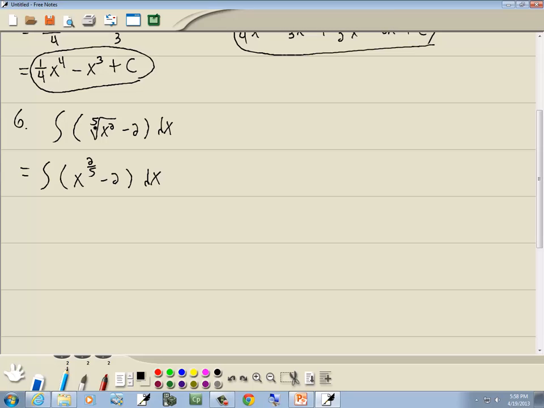Remember this number in the slot here, that's called your index. That's what goes in your denominator. And whatever power is inside goes up on top. And if there isn't a power, you put a 1 up there. Well, now this is in the right form. So we'll add 1 to our power. So we've got 2/5 plus 1. We'll divide by our new power. Minus the 2 is a number, we just add an x onto it, and then plus c.